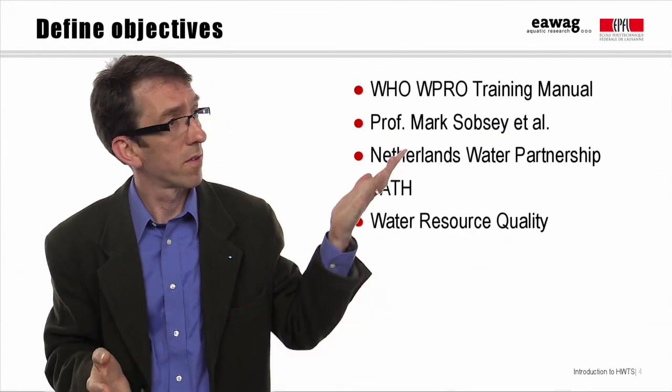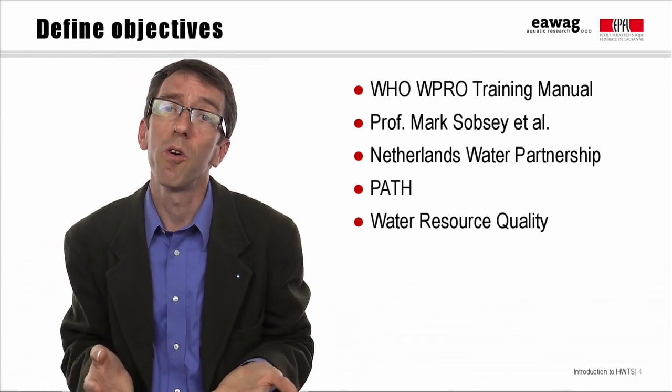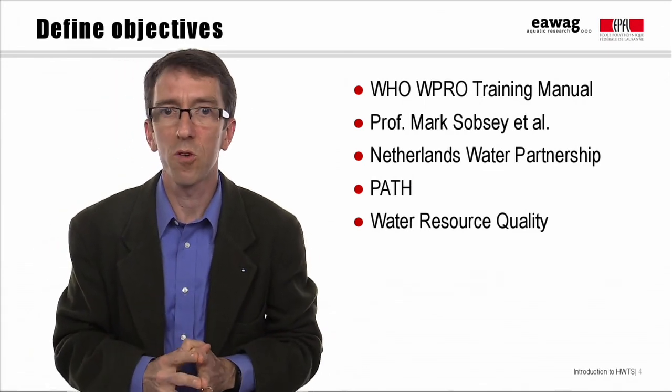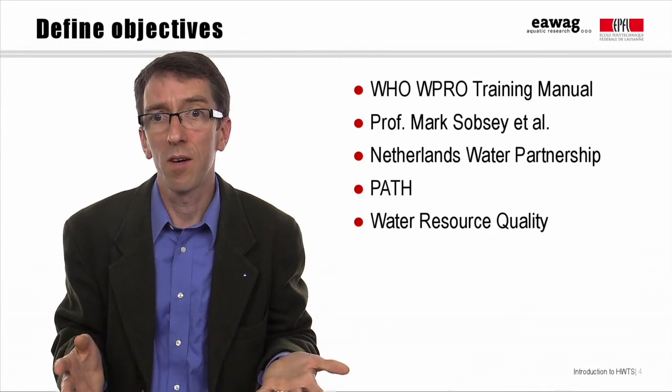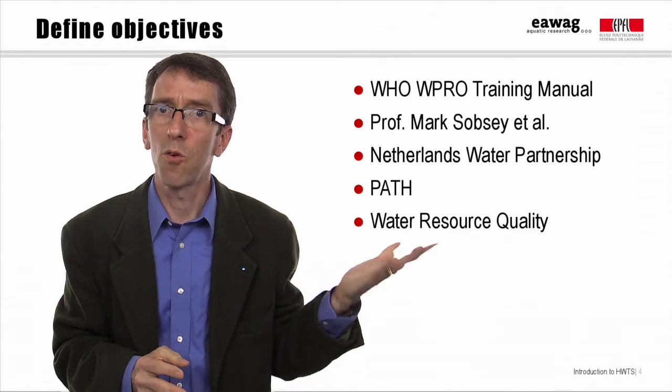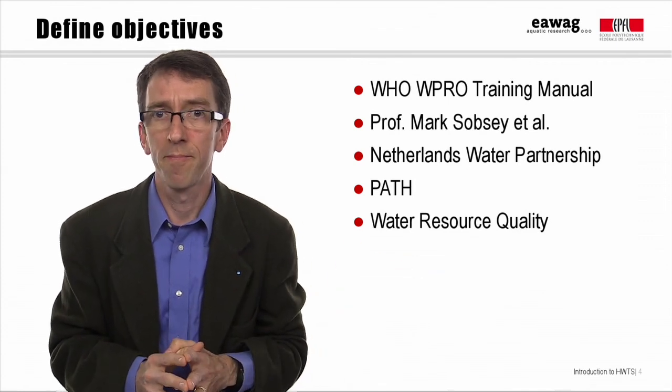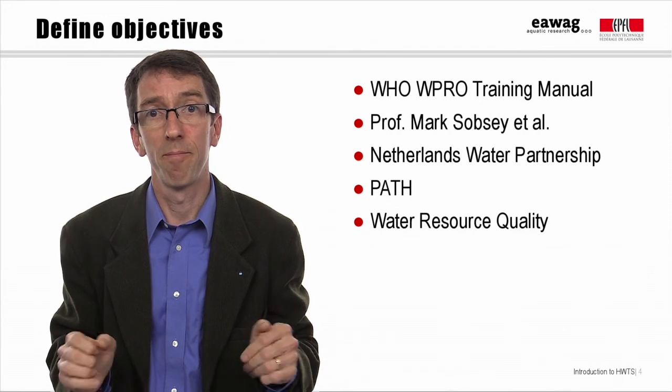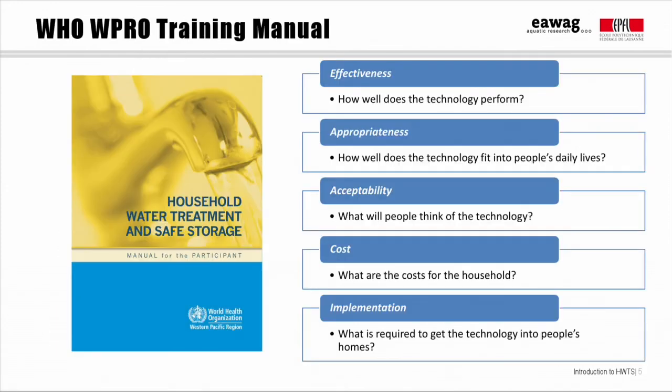Here are some examples of sets of criteria that have been put forward by various groups working on HWTS. There are many such examples, and I've just selected 5 here that were fairly well documented from these organizations or research groups. Let's take a brief look at each of them. You've seen this WHO training manual by now a few times, hopefully. It really contains a lot of useful material, and in the section on selecting an HWTS options, the authors identify 5 sets of criteria, shown here.